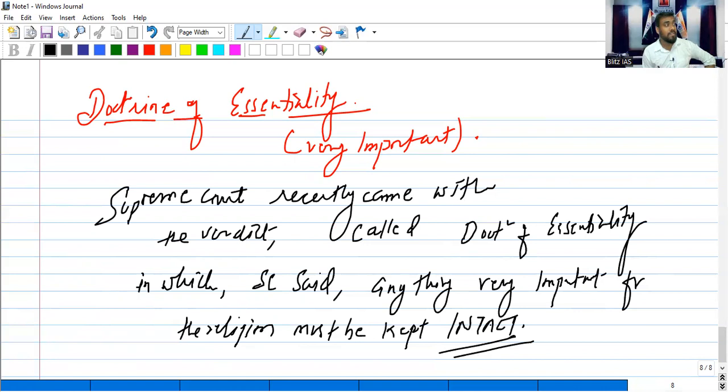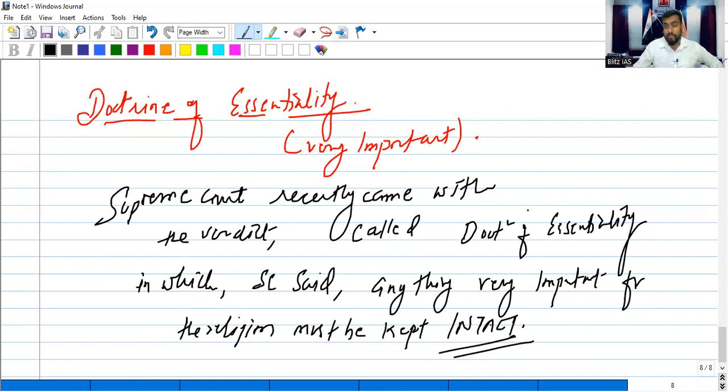And how to decide? For that, we have the very good doctrine of essentiality given by the Supreme Court in 2020, that anything which is very, very important for that religion should be intact. It should not be disturbed. So government unnecessarily should not create hurdles for that religion. तो ऐसे में क्या होगा? 25 to 28 का जो आपको फंडामेंटल राइट्स है वो भी फॉलो हो जा रहा है और इक्वालिटी फ्रीडम को भी रिस्पेक्ट हम दे रहे हैं. So this is the very fine striking balance you should keep in your answer.